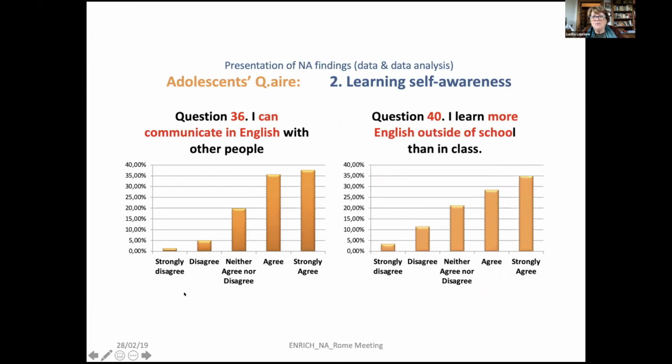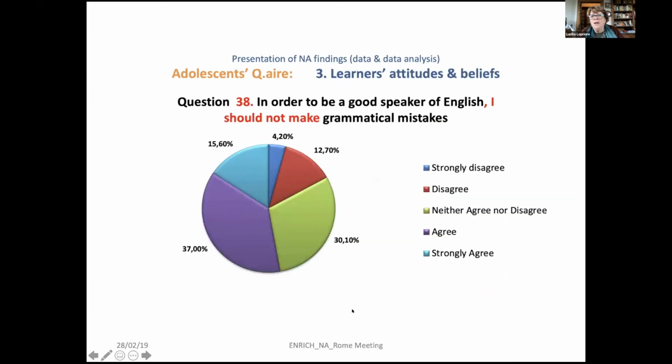When they were asked to react to "I can communicate in English with other people," they strongly agree. "I learned more English outside of school than in class." Again, the same question as before, they agree. Well, this is interesting because it goes to: "in order to be a good speaker of English, I should not make grammatical mistakes."